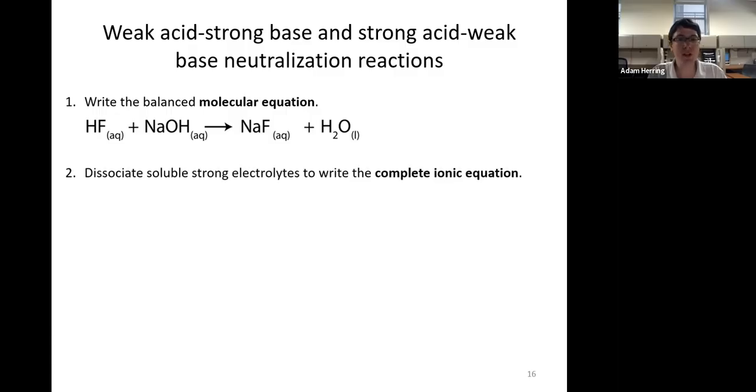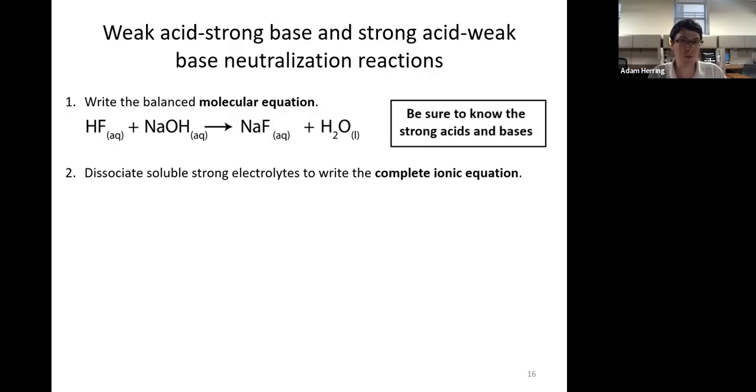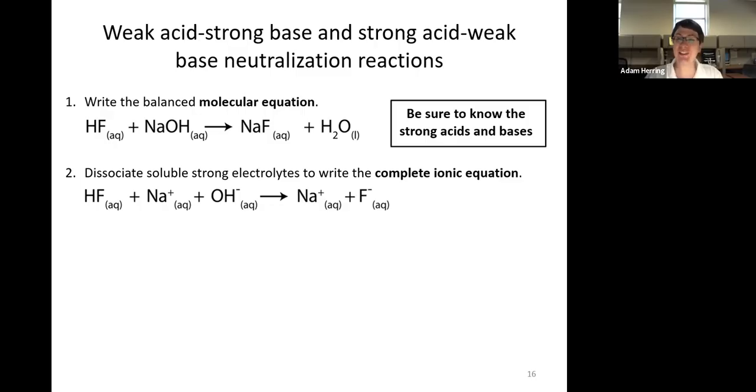We will dissociate any soluble strong electrolytes and write out the complete ionic equation. In order to be able to do this, you need to know your list of strong acids and strong bases. You might be tempted to dissociate hydrofluoric acid into H+ and F- because it's an acid. However, because it's a weak acid, the vast majority of the hydrofluoric acid molecules stay together, and so they don't dissociate. Sodium hydroxide is a strong base. Sodium fluoride is a salt, and so it dissociates. And then we have water.